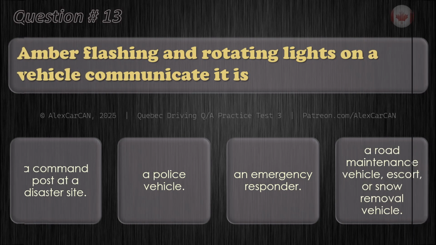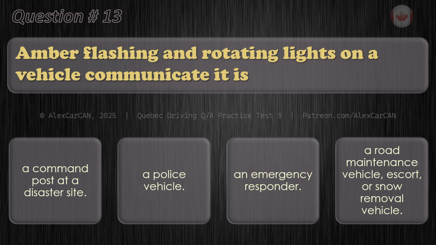Question number 13. Amber flashing and rotating lights on a vehicle communicate it is a command post at a disaster site, a police vehicle, an emergency responder, a road maintenance vehicle, escort, or snow removal vehicle. The correct answer is a road maintenance vehicle, escort, or snow removal vehicle.